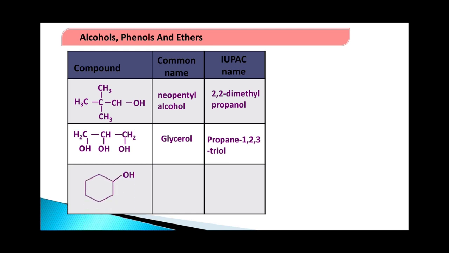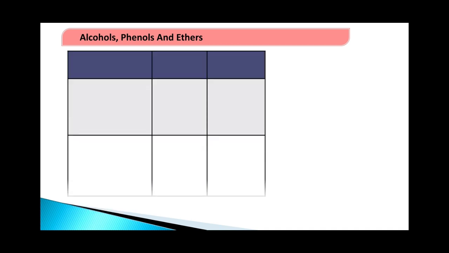One more example which I have already studied: 6 carbon atoms containing OH. The common name is cyclohexyl alcohol and the IUPAC name is cyclohexanol. Last 2 more examples, which are with respect to cyclic compounds only.